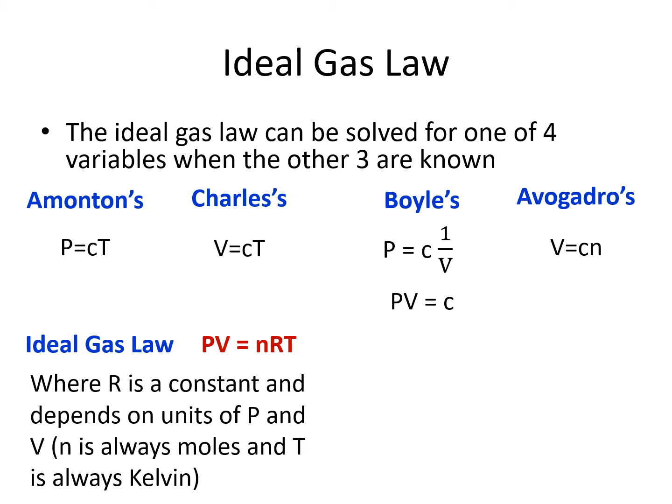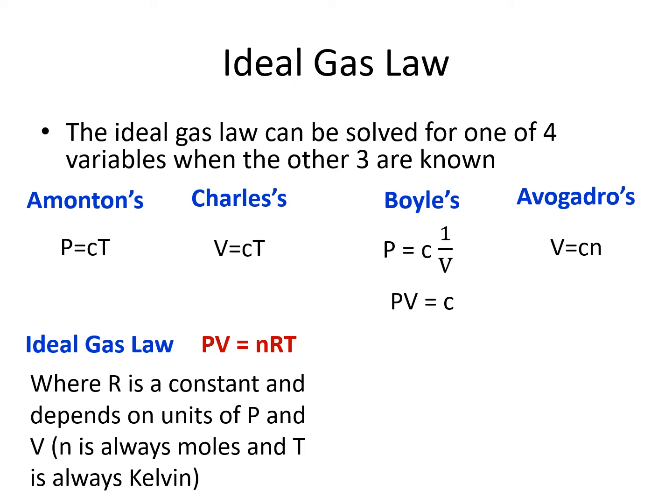N, number of moles, is on the right in Avogadro's law, so it's on the right in our ideal gas law. Temperature is on the right in Amonton's and Charles's law, so it ends up on the right in the ideal gas law. We also have a constant, which I've generally been labeling C for constant, and that's on the right side of each equal sign. So that also ends up in our ideal gas law on the right side.